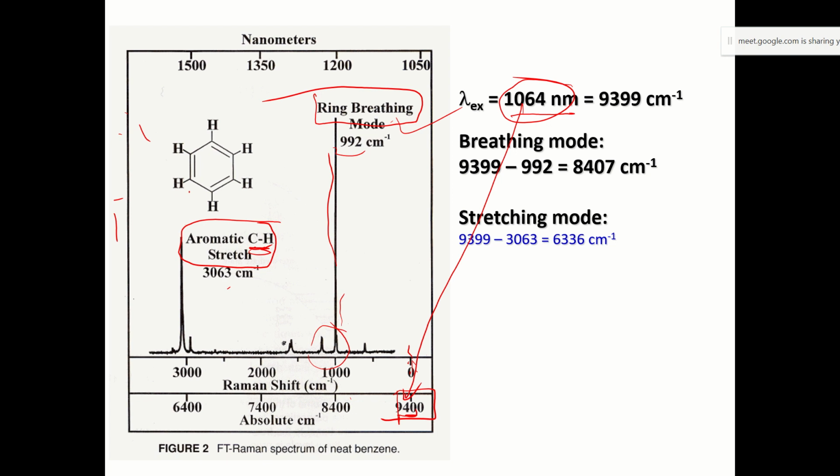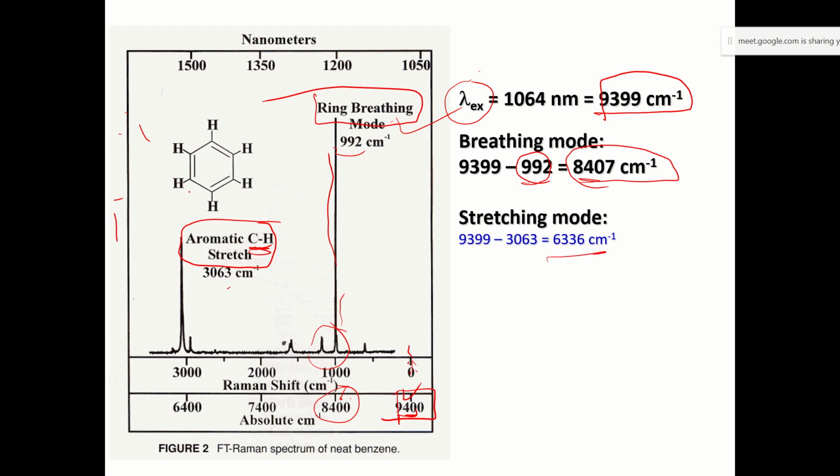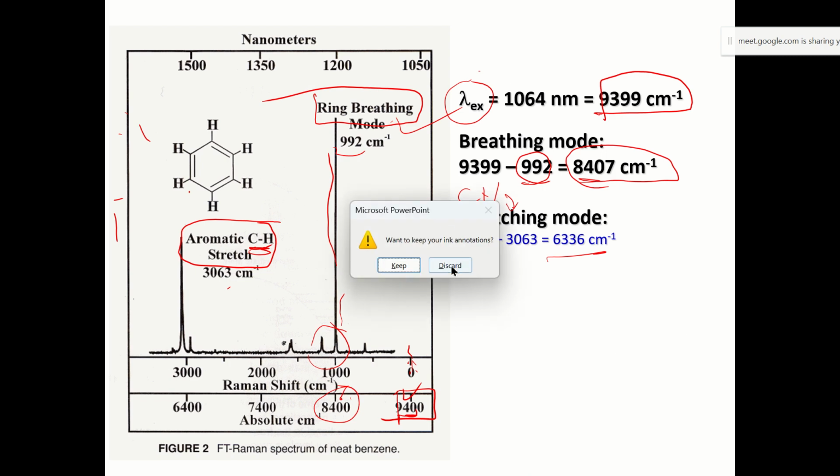So you understood how they have calculated. This is the 939 in the incident radiation, exciting light, lambda excitation, and it appears at a distance 992 cm inverse. So which is 8407, this is where it appears. So the stretching mode is appearing like this at what cm inverse. CH stretching is appearing at this, CH stretching mode.